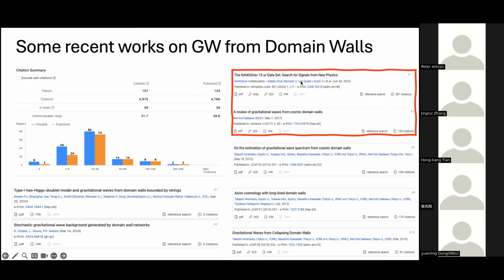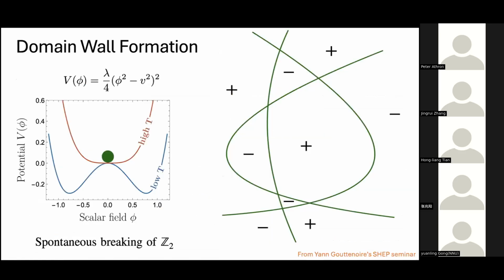The works in red are the first one that was discussed by NANOGrav, as it suggested that domain walls can be the source of these gravitational wave signals. And then there is another work, which is a very good review on gravitational waves from domain walls. So let me talk about what a domain wall actually is.